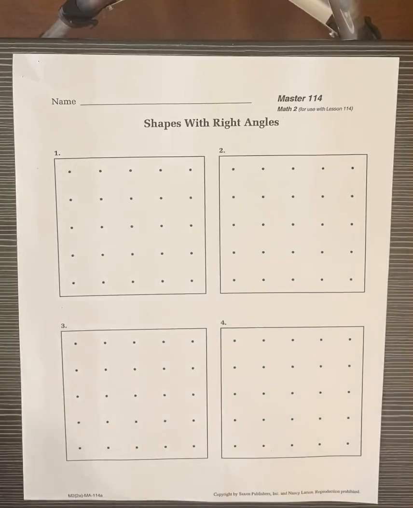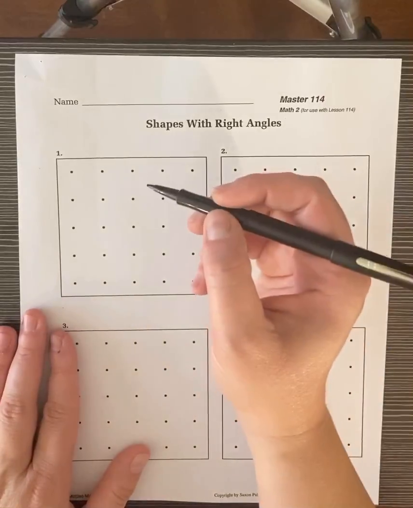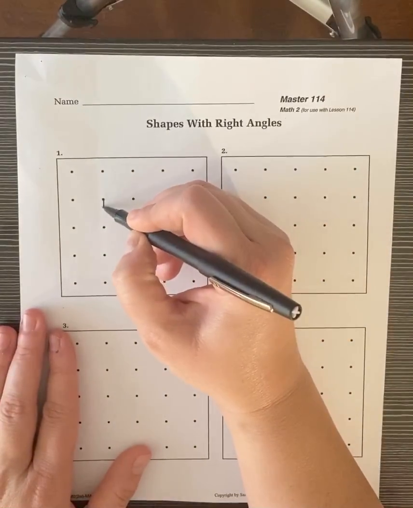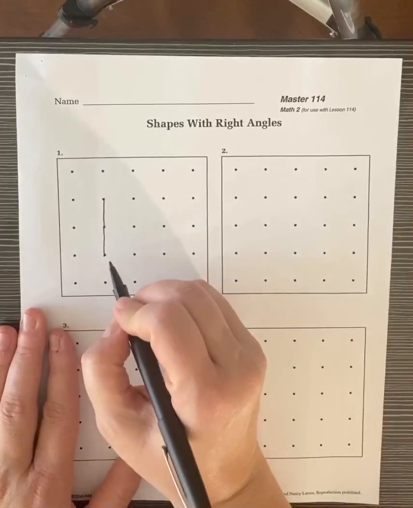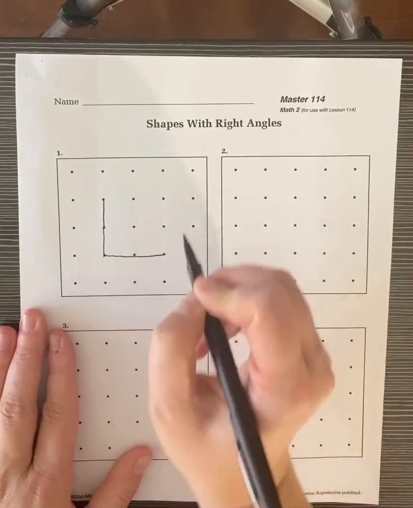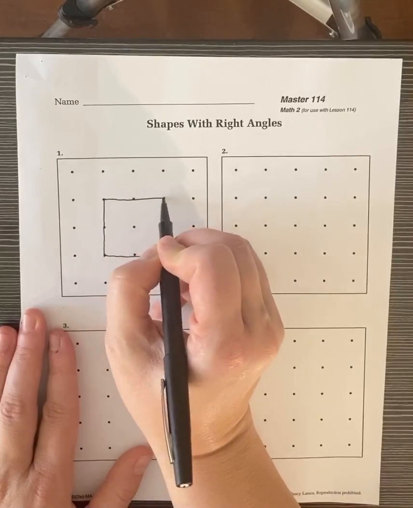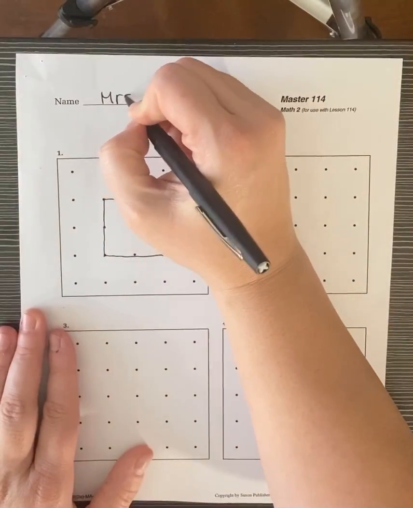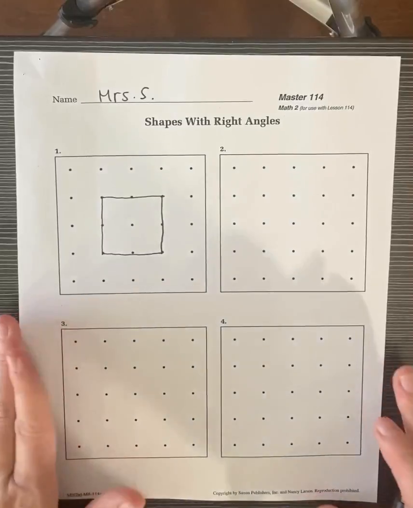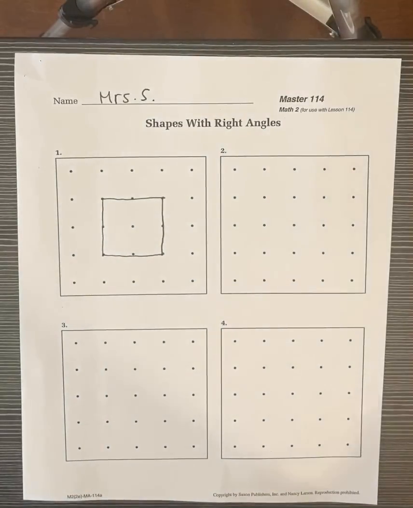So what we're going to do is draw some shapes here, and I'm going to show you two tricks that you can use to see if a shape has a right angle or not. So the first shape we're going to draw is a square, and we're going to do these 3 dots right here, right here. So 3 dots on every side. Don't forget to write your name. Okay, so now, this is how I'm going to see if a shape has a right angle.